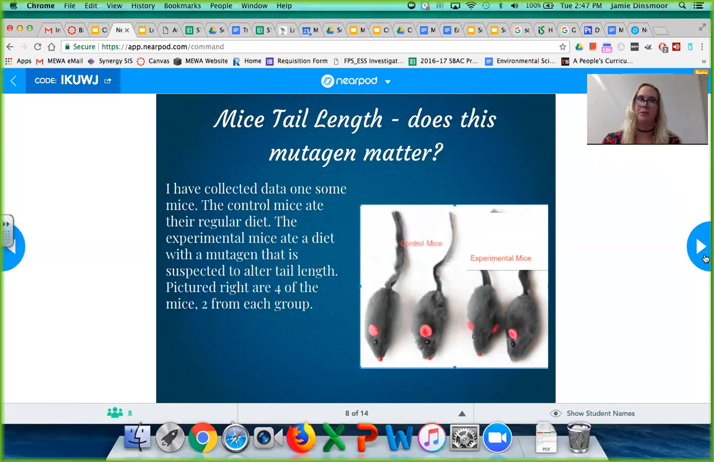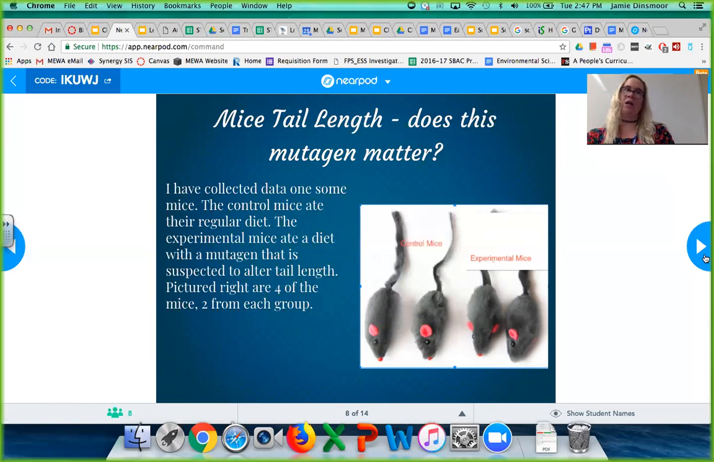Basically, I took my mice, I divided them into two groups. My control mice are in one cage, my experimental mice are in another cage. My control mice, I fed regular mice food, right? What do mice even eat? I don't know. Whatever, I fed them regular stuff. Experimental mice, I gave them this mutagen, or really like a poison, essentially, a chemical, to see if it would affect them, right?